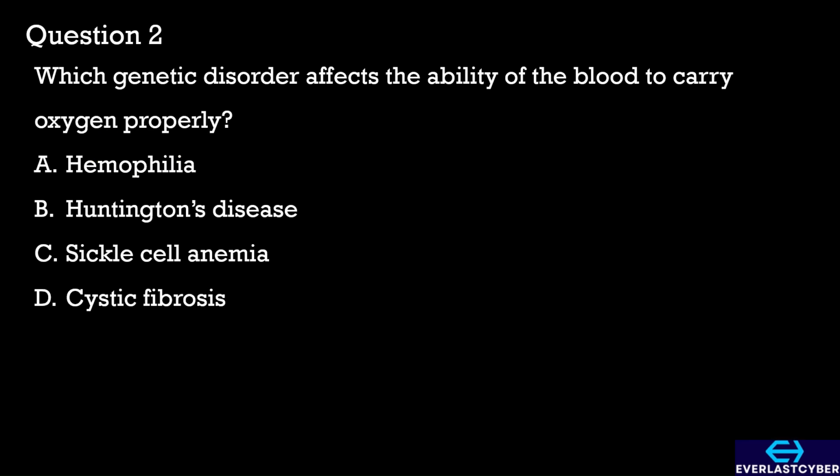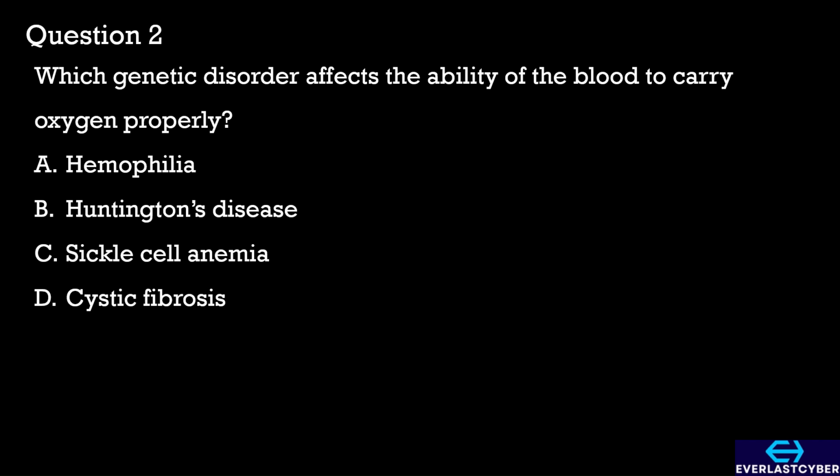Question 2. Which genetic disorder affects the ability of the blood to carry oxygen properly? A. Hemophilia, B. Huntington's disease, C. Sickle cell anemia, D. Cystic fibrosis.